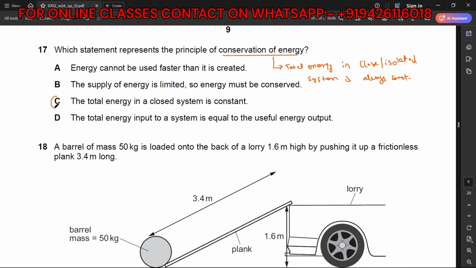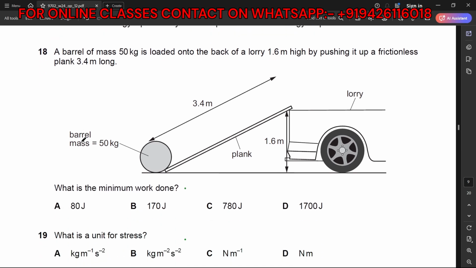And this is clearly given in option C, so C becomes our answer. Moving on towards question number 18. A barrel of mass 50 kg is loaded onto the back of a lorry that is 1.6 meters high. So vertically, the height is 1.6 meters and it's going to be pushed up on a frictionless plank of 3.4 meters long. Now, what is the minimum work done?